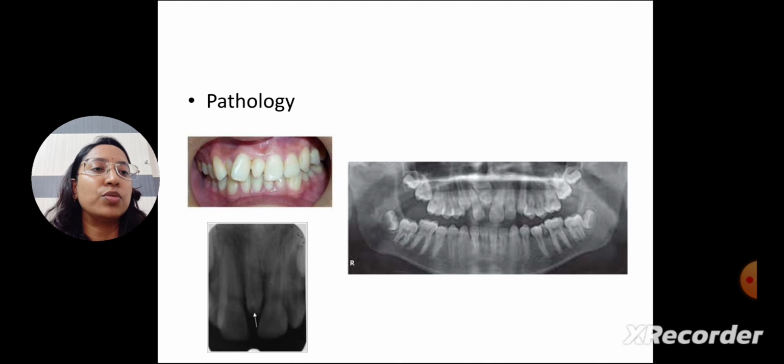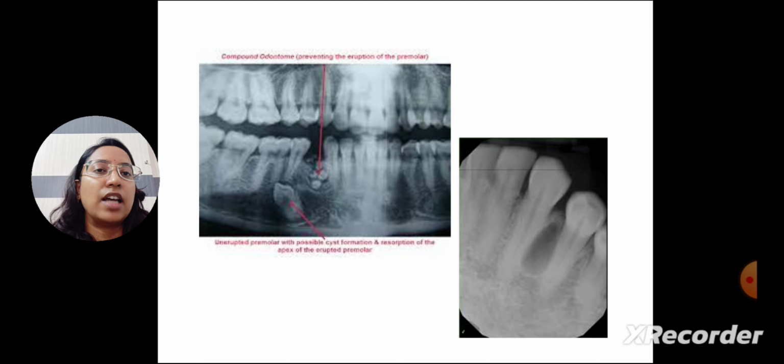So not only a supernumerary tooth, we can have cysts or abscesses between the teeth or odontomes which can cause the space. If we see in the first picture in the X-ray, there is a compound odontome which has prevented the first premolar from erupting into the arch. Also, the premolar has shifted from its normal position with the resorption of the apex or probably a cyst formation. In the second picture, again we see a kind of cystic formation between the two teeth, which has resulted in the teeth being pushed apart and a gap in between the teeth.